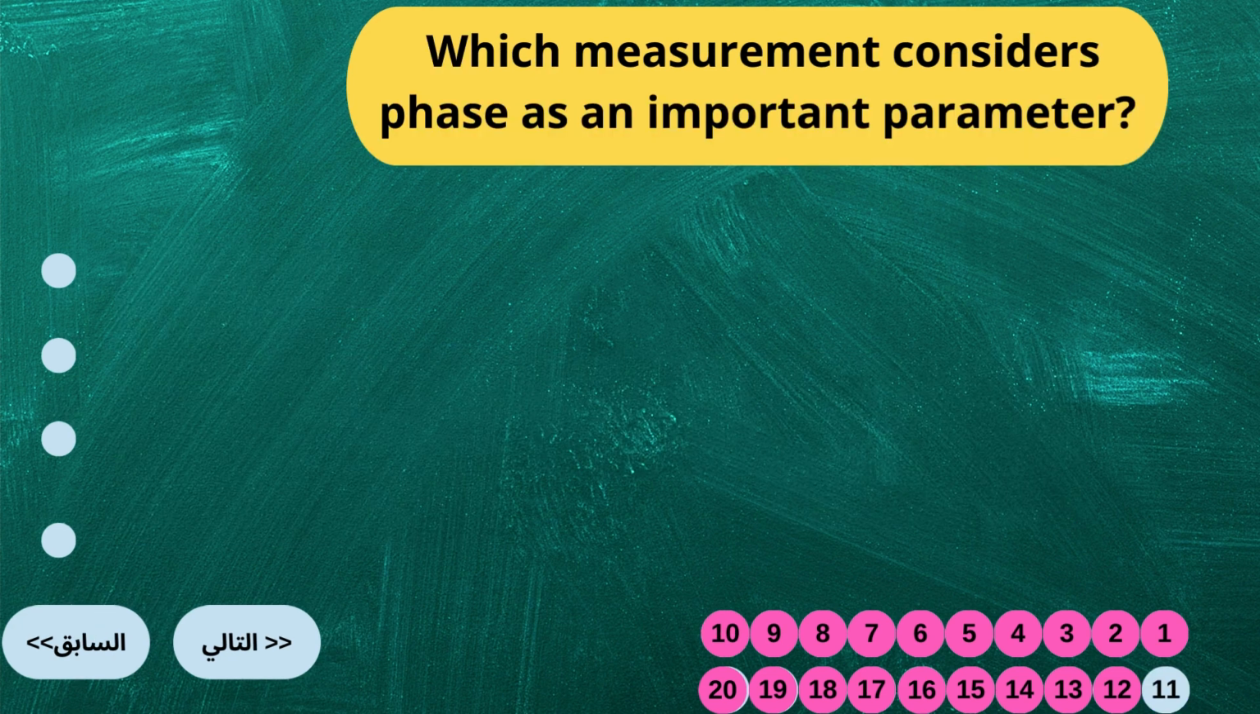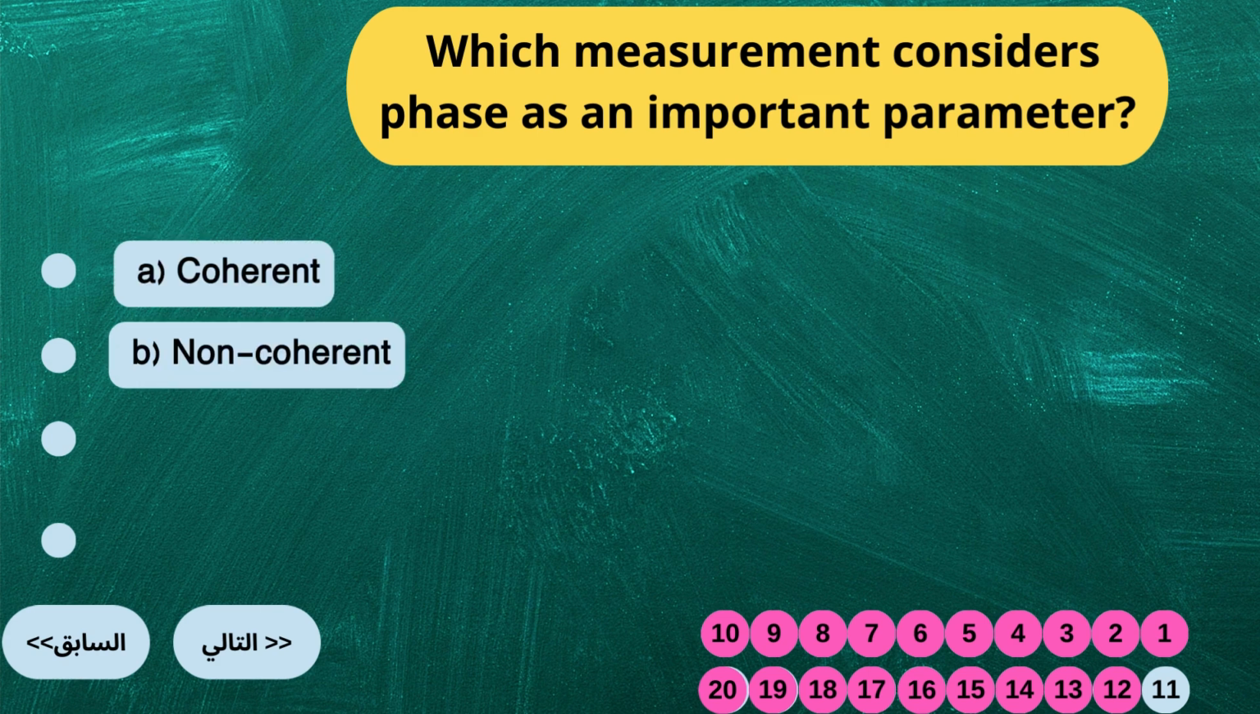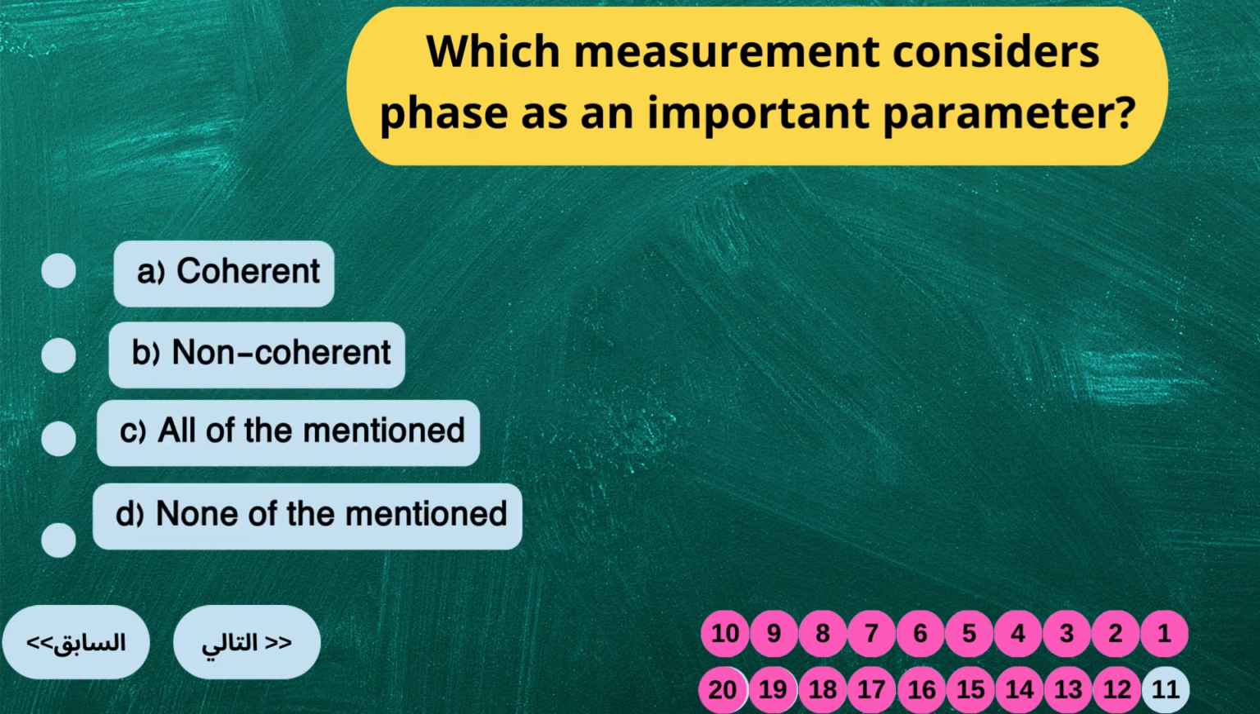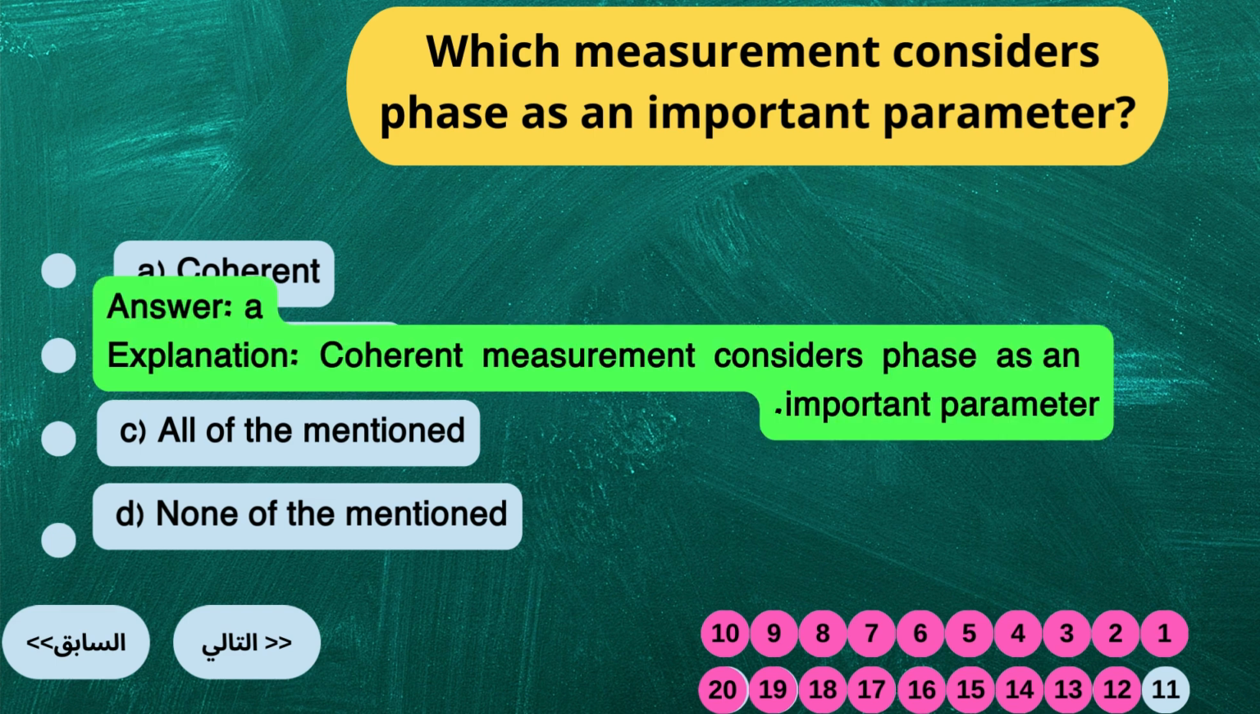Which measurement considers phase as an important parameter? A. Coherent. B. Non-coherent. C. All of the mentioned. D. None of the mentioned answer. A. Explanation. Coherent measurement considers phase as an important parameter.